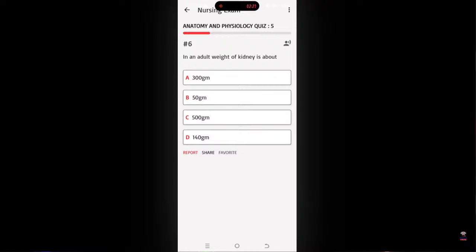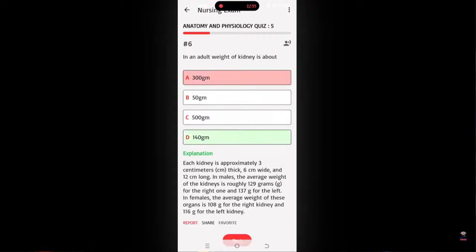In an adult, weight of kidney is about A. 300 gm, B. 50 gm, C. 500 gm, D. 140 gm. No. Correct answer is D.